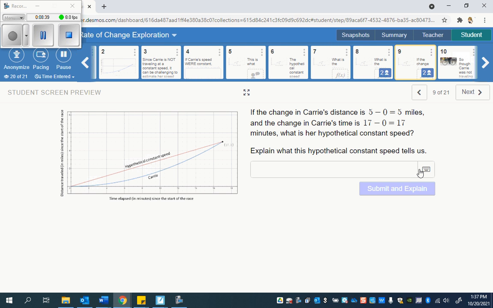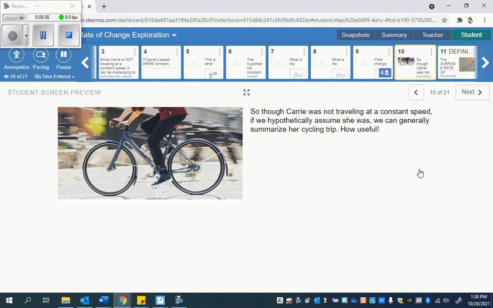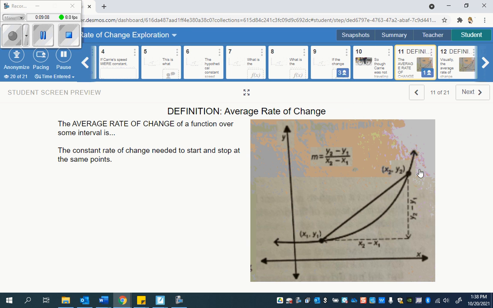Okay, so if the change in Carrie's distance is 5 miles and the change in her time is 17, her hypothetical constant speed, her rate that she's going along this whole process, is going to be whatever value 5 divided by 17 is equal to. All right. So even though Carrie was not traveling at a constant speed, if we hypothetically assume she was, we can generally summarize her cycling trip.